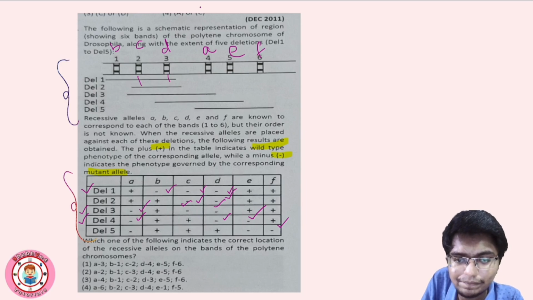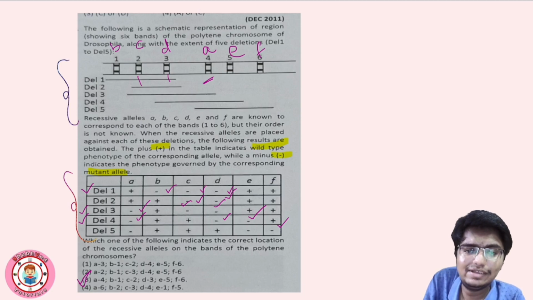A is 4. A is 4 in option number 3. So this will be the answer. A4, B1, C2, D3, E5 and F6. Right? बस हमें match the following करना है. Got it? I hope this is clear.